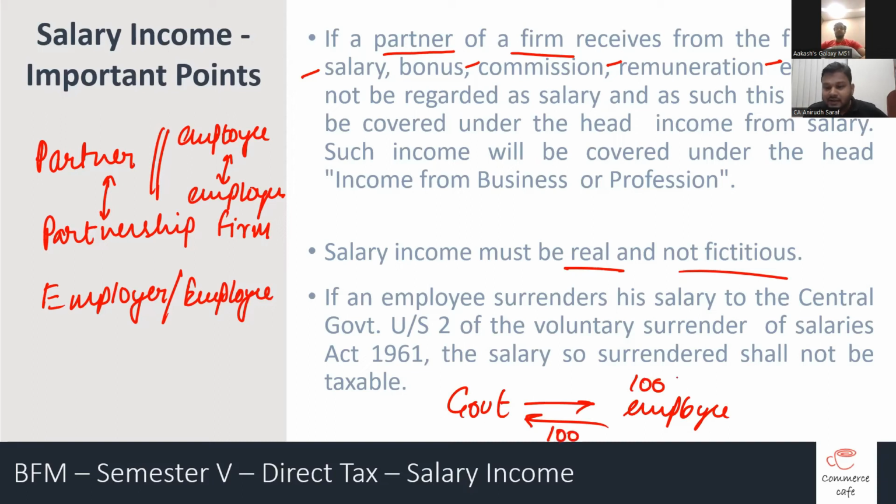Then the government cannot ask tax on this, right? It doesn't make any sense because he's already given the salary back to the government, he surrendered it. So where is the question of charging tax on that? Yes, sir. So the salary surrendered shall not be taxable. Clear?